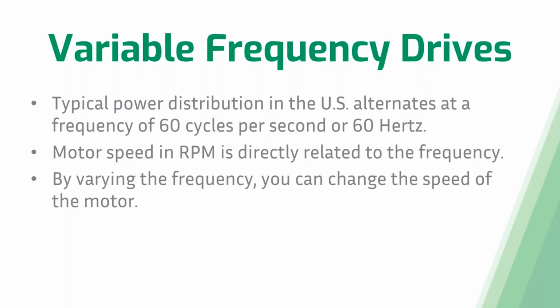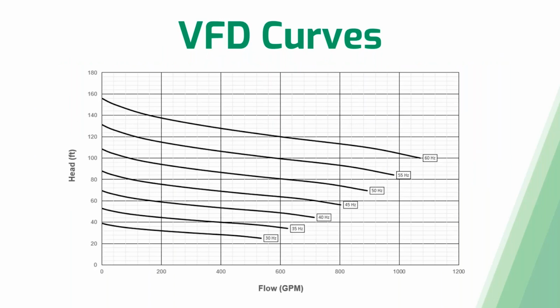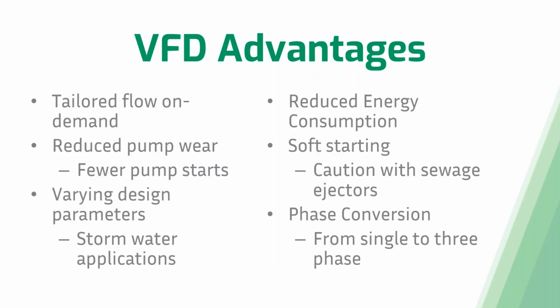And there are many reasons why you would want to do something like this. But first, this is typically what a VFD curve is going to look like. That 60 hertz curve is the standard curve for whatever pump you're putting in, and then the curves below that curve, so the 55 hertz, 50 hertz, and so on, are going to be the new operating points for that pump when you start to vary the frequency going to that motor. As you can see, as you decrease that frequency, your flow and pressure capabilities of that pump are also going to decrease.